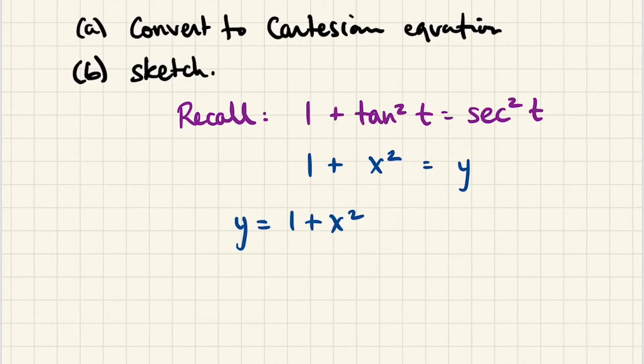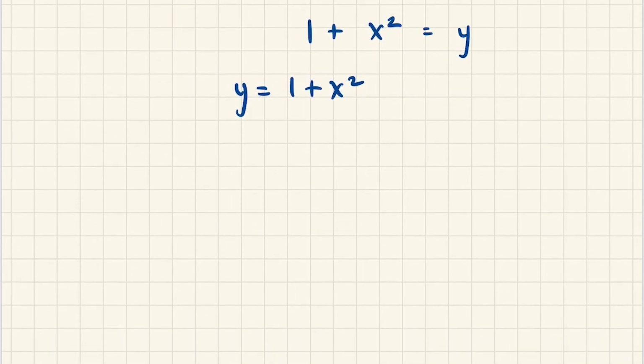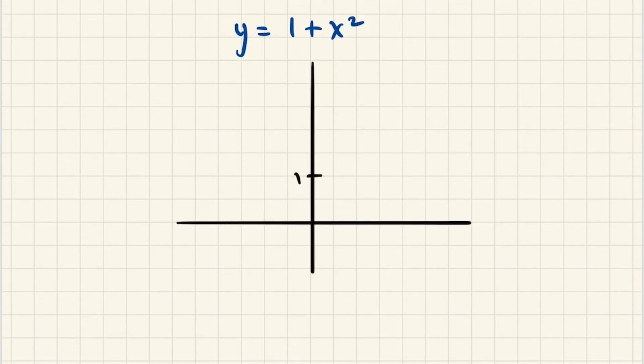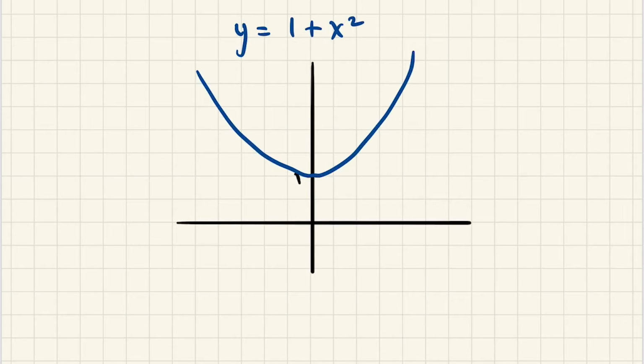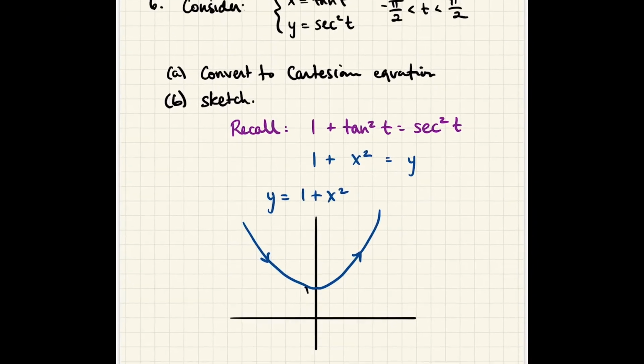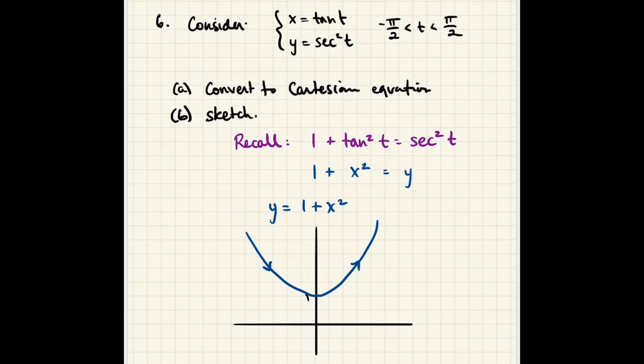The second part of this was to sketch the graph, and we know that that would simply be a parabola shifted up 1 unit. Okay, so we do have to indicate the direction that the curve is tracing as t increases. So when t is a negative number, we know that x is also negative, and y is of course always positive. So we can see that it's growing this way. As t moves from negative pi over 2 to positive pi over 2, the angles move from the fourth quadrant to the first quadrant, and therefore the tangent of them move from negative values to positive values. So x moves from negative to positive here. So there we are.